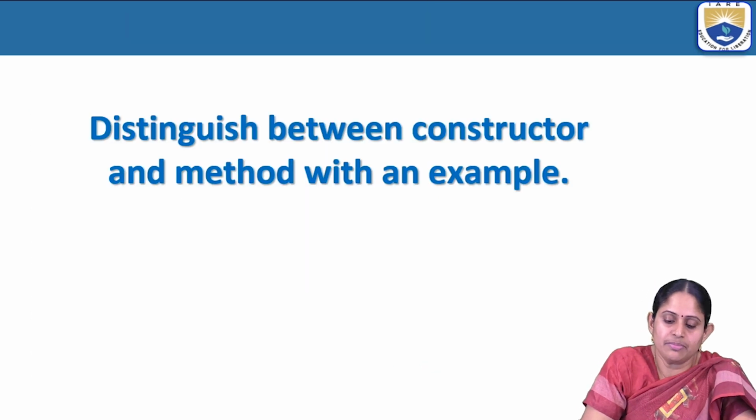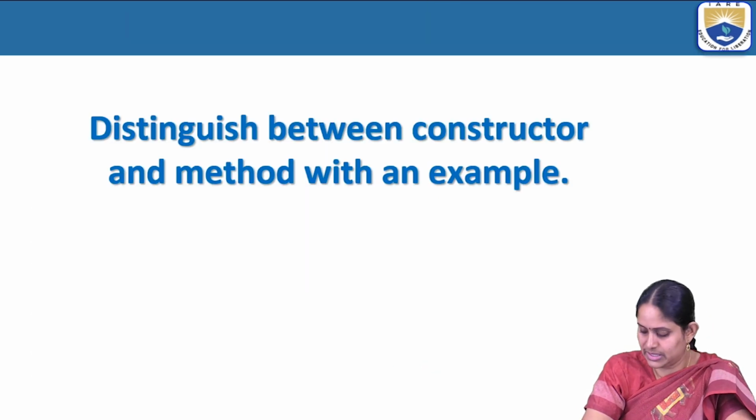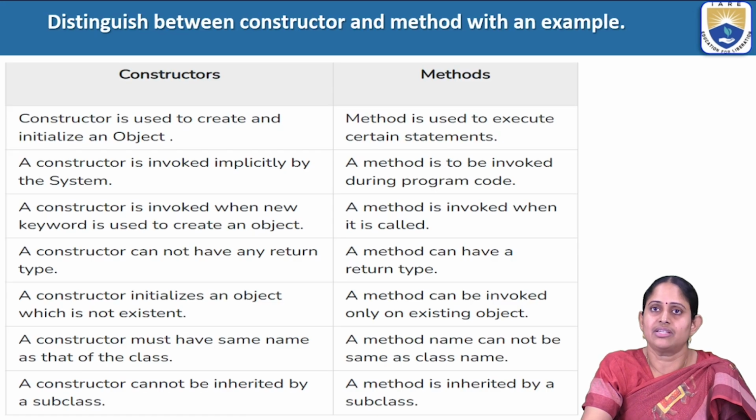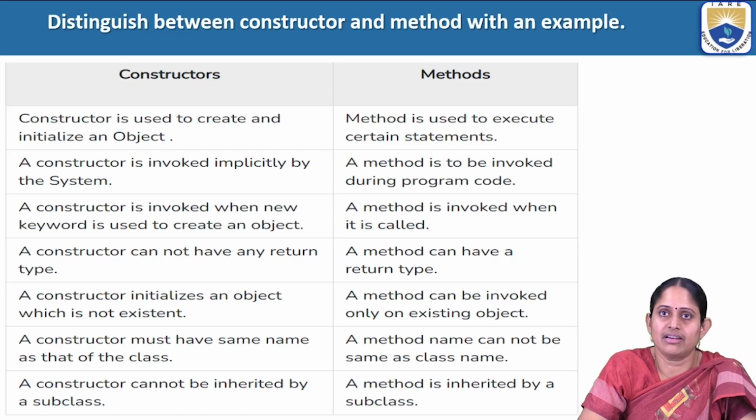Next is to distinguish between a constructor and a method with an example. So a constructor generally is used to initialize any object. They will have the same name as that of the class. A constructor is used to create an object and initialize it.